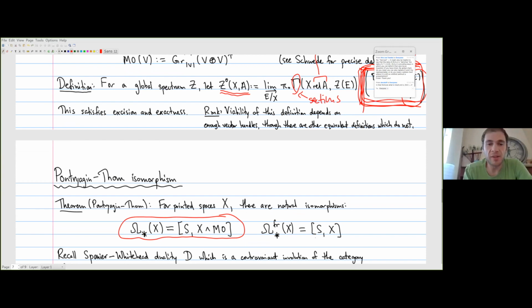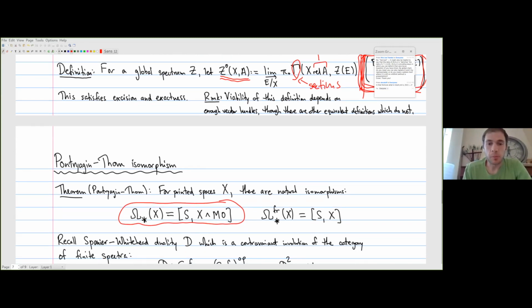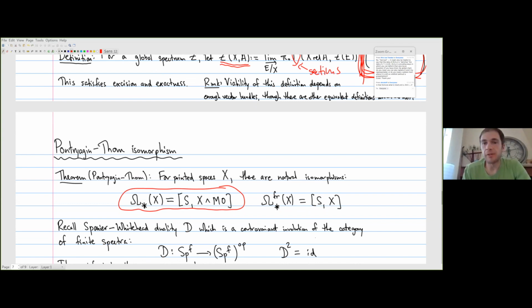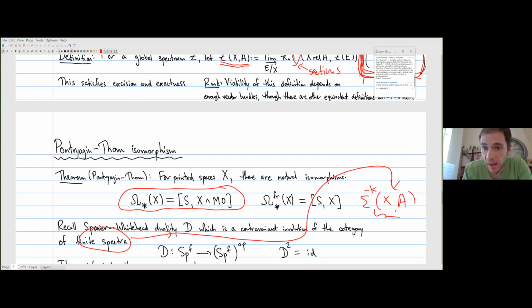Okay, so this is not exactly the form that Pontryagin-Thom isomorphism will take for Orbispaces. We need to transfer it into a different form. So for that, we need to use Spanier Whitehead duality. So there's a category of finite spectra. These are just a formal desuspension of a finite CW pair. Those are the objects. So those are the finite spectra.